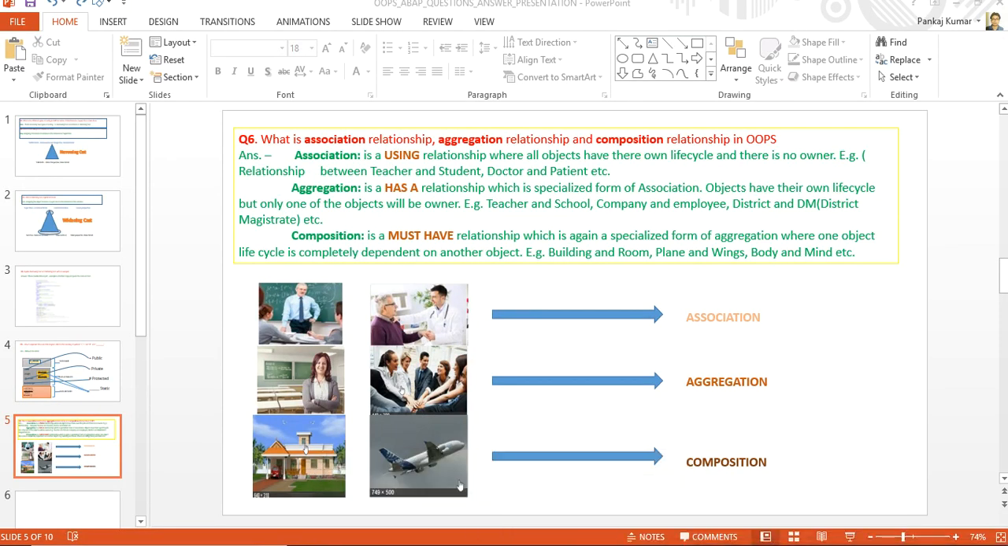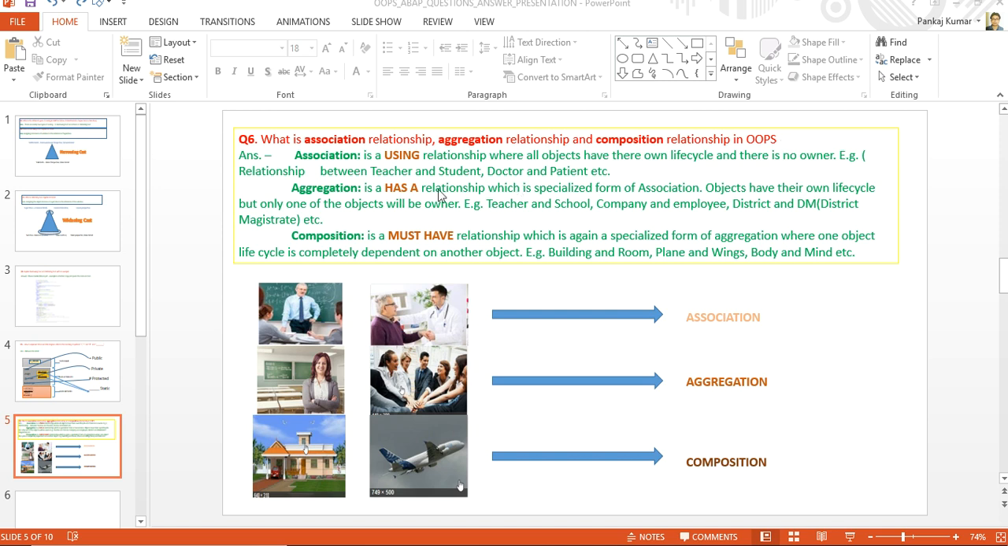I have come with another question answer in the interview question answer series for the UPSAB app. So let us see question number 6. For the first 5 questions, you can see my previous videos. Let us see question number 6. What are association relationship, aggregation relationship and composition relationship in OOPS? Generally, these relationships are used in UML diagrams to represent the relationship between the classes.